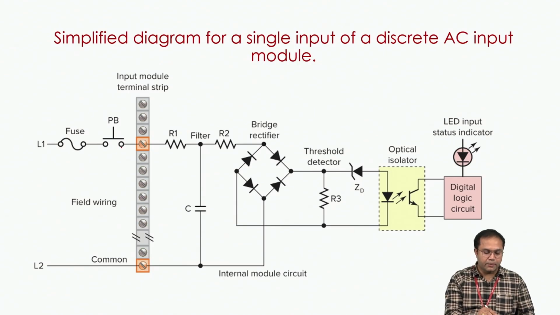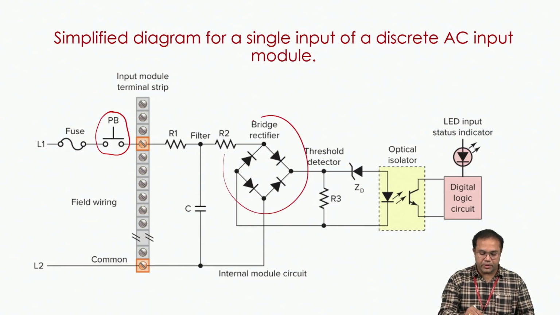Here you can see that across the input there is a push button. PB stands for push button. When I press the button, the contact is on. So the moment the push button is closed, the contact goes in, and through this bridge rectifier, as I mentioned, it is used for AC to DC. The DC signal will go to the optical isolator and then to the digital logic circuit.